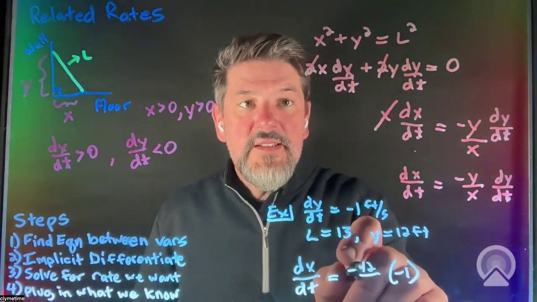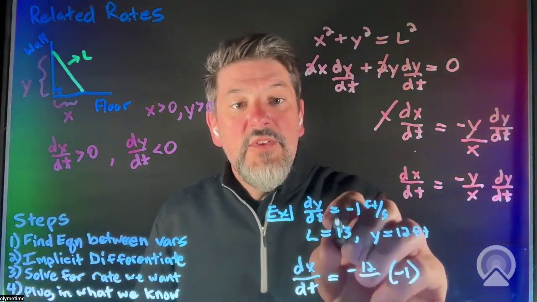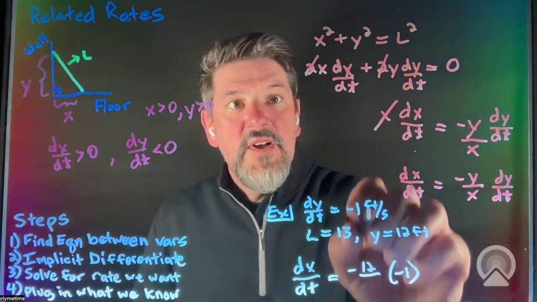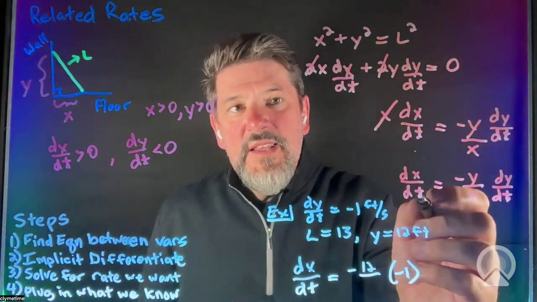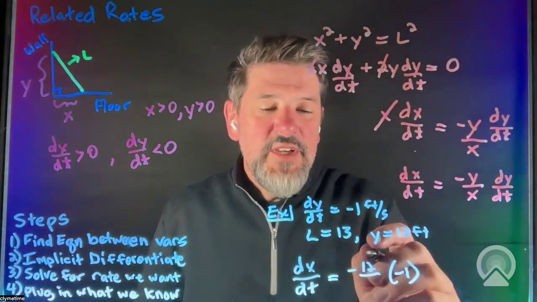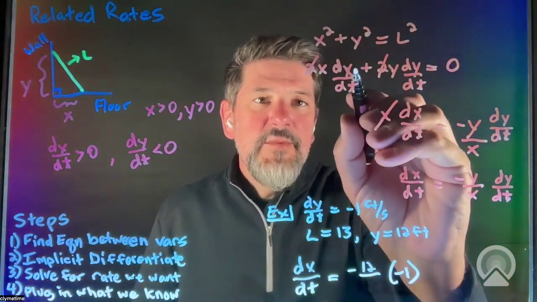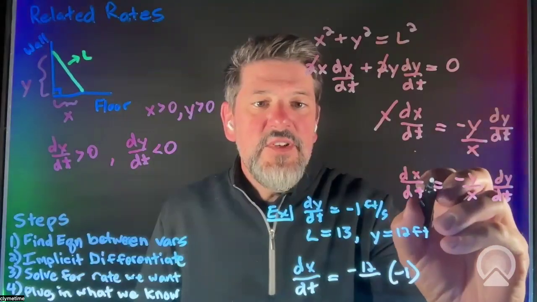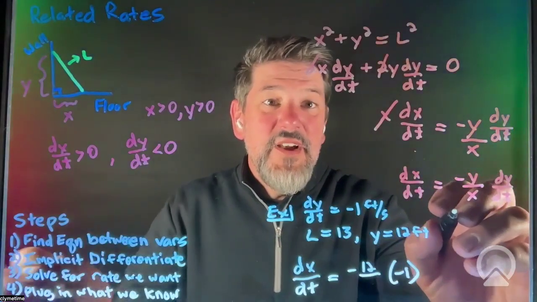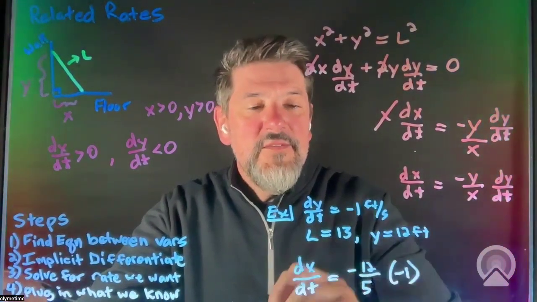In order to find x, I have to go back up to this equation here. I have to plug in 13 for L and 12 for y, and keep in mind that it doesn't matter if it's negative or positive because they're squared, but y and x will always be positive in this example. And solve for x. What you have here is what's called a 5, 12, 13 triangle. So if you plug that in, you would get 5 for x.